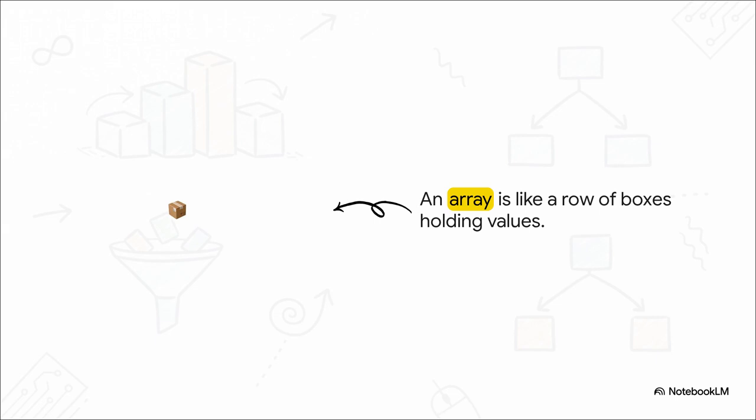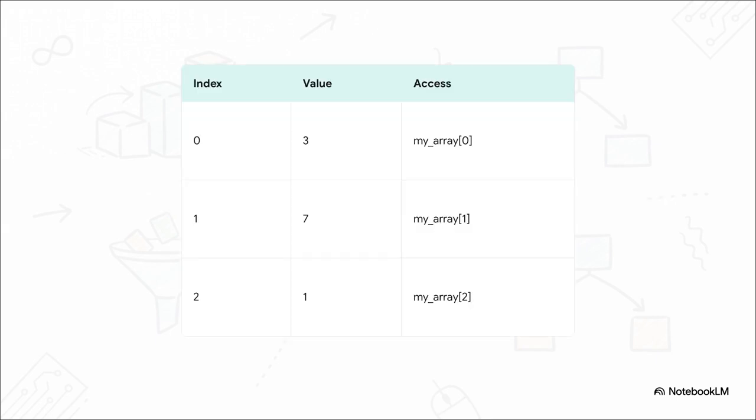But how do we tell the computer which box to open? Well, here is the kicker, and it's a universal rule in Python you must always remember. Python starts counting these boxes at 0, not 1. That means your very first item lives at index 0. If you want to access the number 3, you don't ask for box 1. Instead, you use square brackets and ask for my_array[0]. The second item, the number 7, is at index 1, accessed by my_array[1], and so on. It takes a second to get used to, but zero indexing is absolutely crucial.